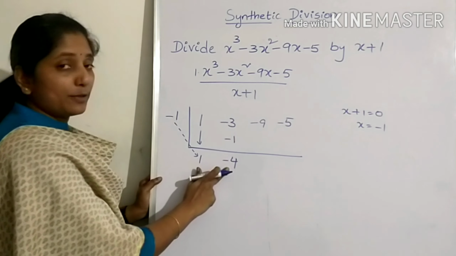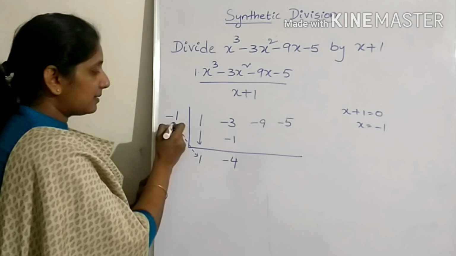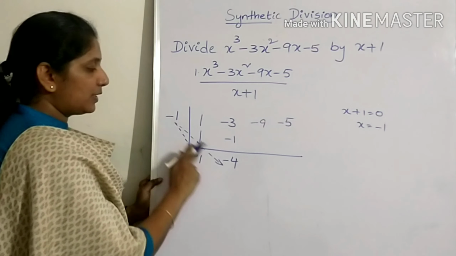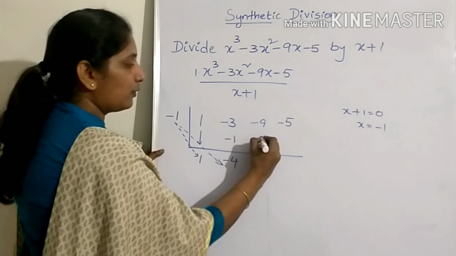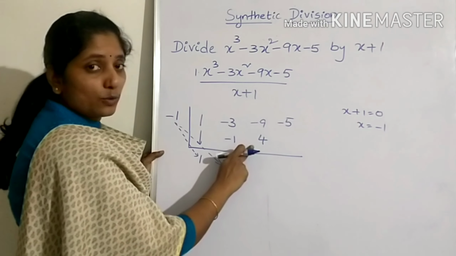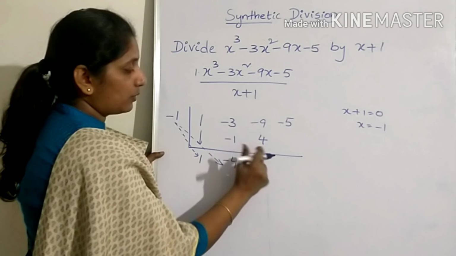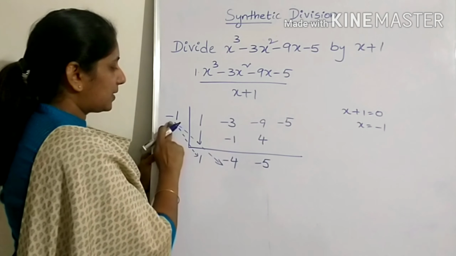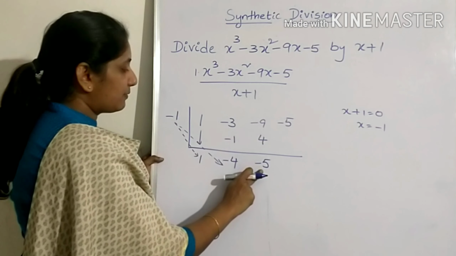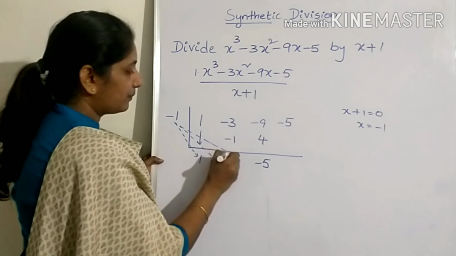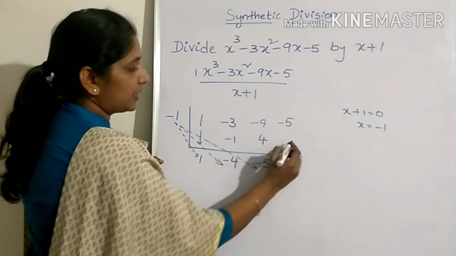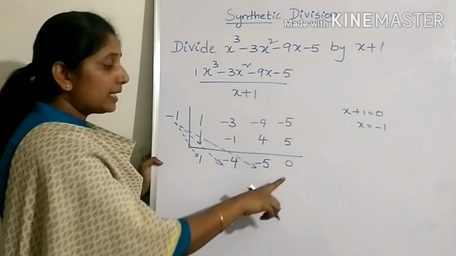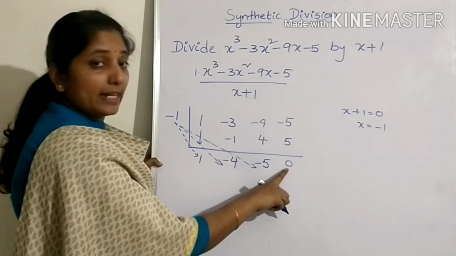Next, again you have to multiply diagonally these two numbers. Minus 1 into minus 4, that will give you 4. Add these two numbers, minus 5 plus 4, that will give you minus 1. Again multiply these two numbers diagonally. Minus 1 into minus 5, that will give you 5. Write it here. Add these two numbers, you are getting 0. This last number is our remainder.